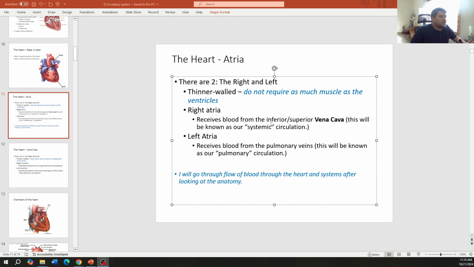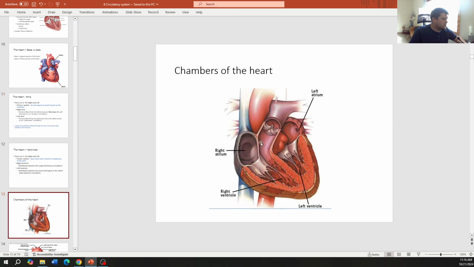Okay, so we have a superior and inferior vena cava. The vena cava, again, however you want to say it, these are our big veins that bring the blood back into the heart, specifically into the right atria. Okay? So this is what we're talking about, the right atria. So we have the superior vena cava and the inferior vena cava, bringing the blood into the right atrium.